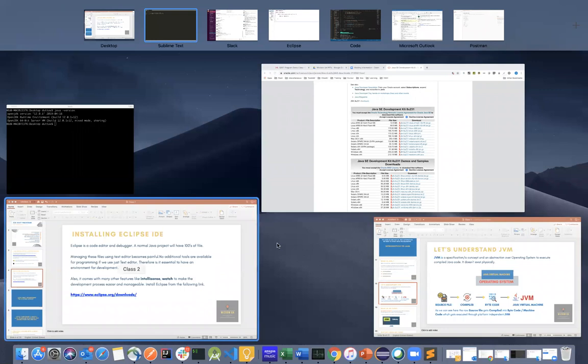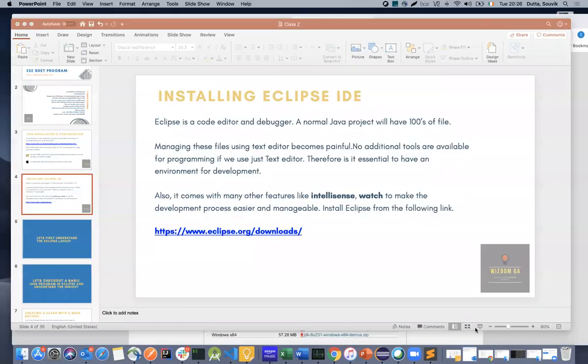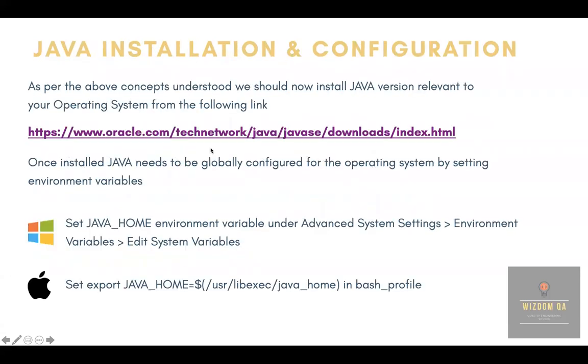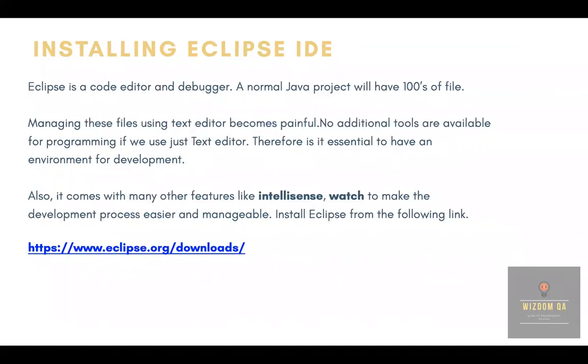And it will basically give you a lot of options in terms of editing the code and debugging the code. Okay, so managing this file using a text editor becomes painful. That's the reason we need to have Eclipse, and Eclipse also comes with something called IntelliSense, and you will also use something called watch, which is a part of debugging. So we will use these different features from Eclipse, and that will help us with the development, right?